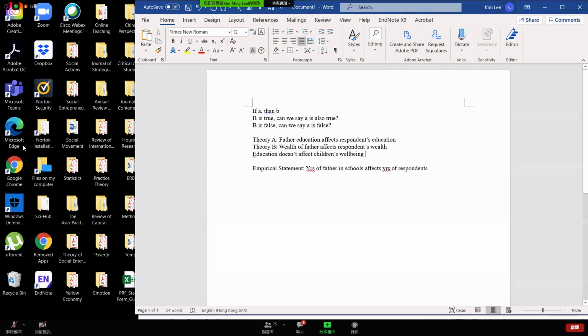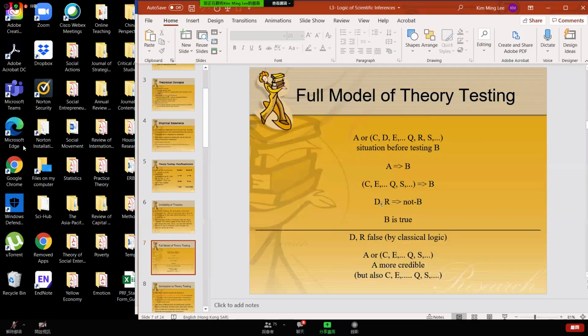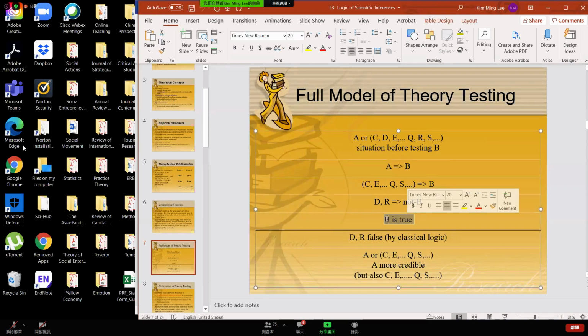So in this case, there are some theories, for example, D and R, that imply not B. B should be false. So what do we find out? We find out B is true. If we find out B is true, then that means A is more credible, believable. But other theories also imply B, like C, E, Q, S. But if B is true, then we can reject D and R.